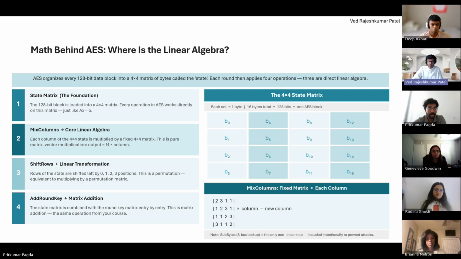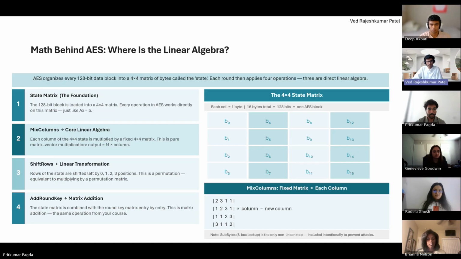So moving to the maths behind AES, where is the linear algebra? AES loads your data into a 4 by 4 matrix called the state matrix. Every round runs 4 operations on it. 3 of them are linear algebra: matrix multiplication, matrix addition, and permutation. The big one is MixColumns. It multiplies each column by a fixed matrix, which is exactly AX equals B from our class reference.